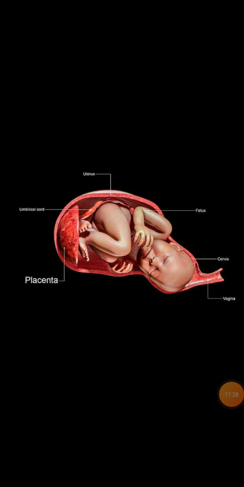At the same time, this developing embryo will also generate waste products, waste substances. How will they be removed from the embryo? The waste products will also be removed by transferring them into the mother's blood. And who will transfer it? Placenta.